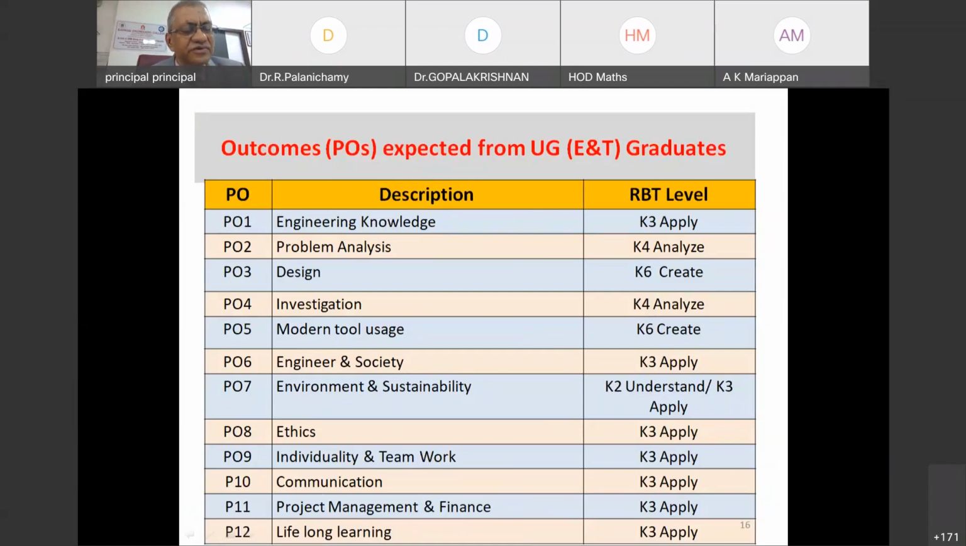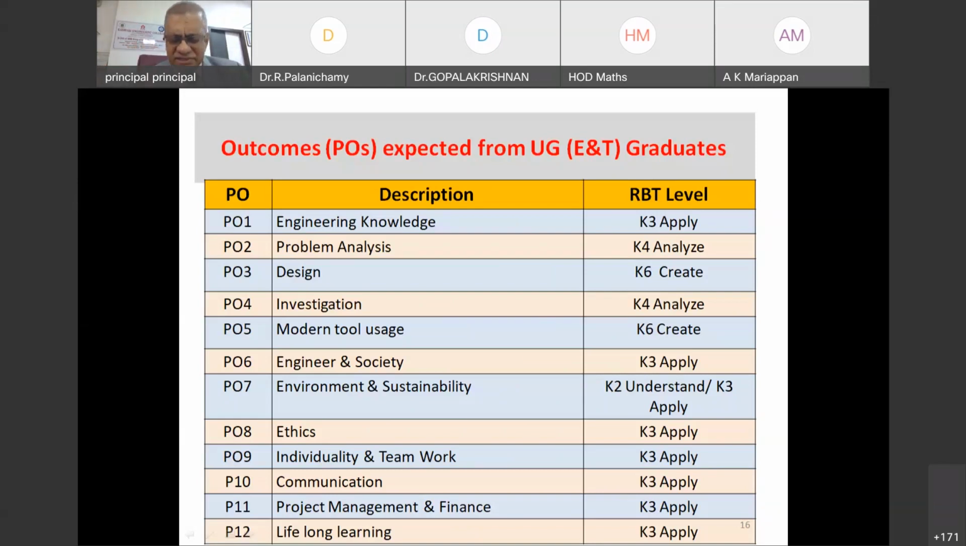Okay. If you see this PO01, how do I remember it? I have mentioned this many times in the meetings. I remember it as Kadi, Meet, Tommy. Kadi: K, knowledge; A, analysis; D, design; I, investigation. Meet is modern tool usage, engineer, then environment, ethics. Tommy: T, teamwork; communication; O, project management; M, I, lifelong learning.